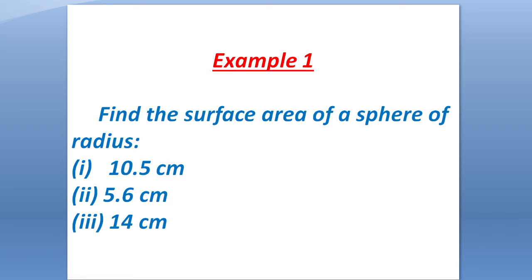Now let us solve examples of exercise number 13.4. So example number first. Find the surface area of a sphere of radius given: first 10.5 centimeter, second 5.6 centimeter, third 14 centimeter.